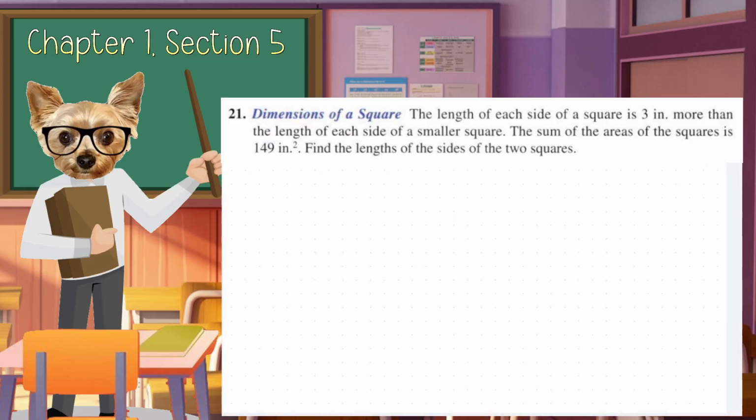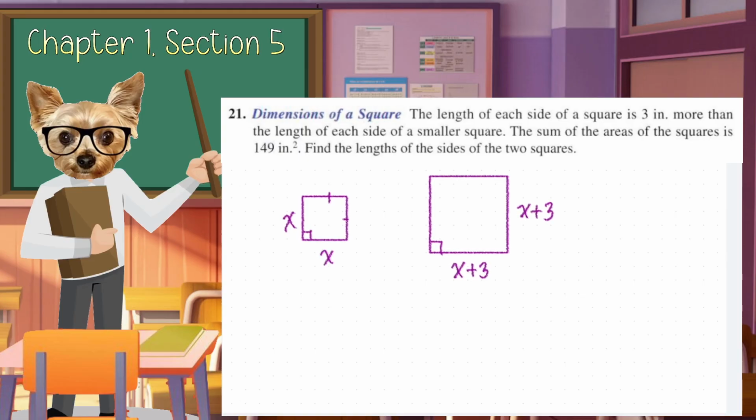Okay, so what do we got? I have a smaller square and I have a larger square. The length of each side of a square is 3 inches more than the length of each side of a smaller square. So this guy here, if it's a square, right angles, all sides are the same, x by x. Then here, if it's 3 inches longer, that makes this guy x plus 3 and x plus 3, right?